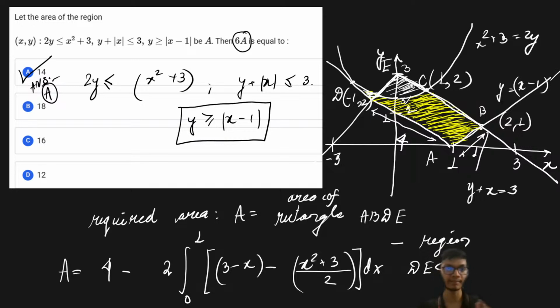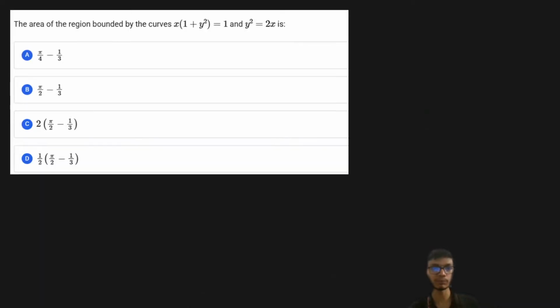I hope you are also getting the answer as option number A, right? Please let me know if this particular part is clear or not. Okay, wonderful. Now, if this is clear, we can proceed with the next problem.